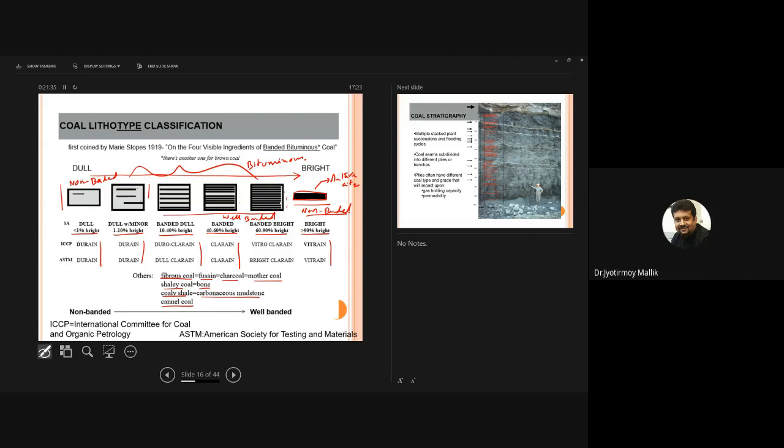So there is a difference. Shelly coal means it is primarily coal, but it has some shelly content in it. So that is also what we call fusion. Okay, and then coaly shell is primarily shell, but it has some coaly component in it. So these are the other categories, including Duran, Claren, Duroclaren, Vitroclaren, and Vitrain. We also have fusion and coaly shell. Okay? So these are the categories of coal that we find in nature.